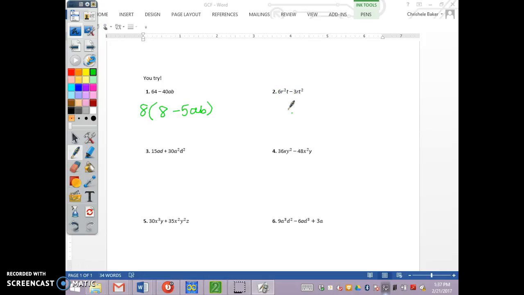What's common between 6 and 3? A 3. What's common between r squared and r and t squared? 1r and 1t. If I factor this out, 6 divided by 3 is 2. I took out the t, but an r is left. If I factor a 3 out of a 3, I'm left with 1. I had rt squared. I take out an r and a t, I'm left with t. So minus 1t, or you can just put minus t.